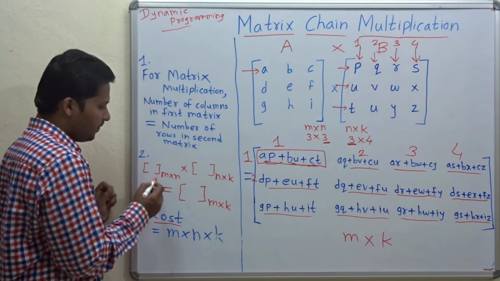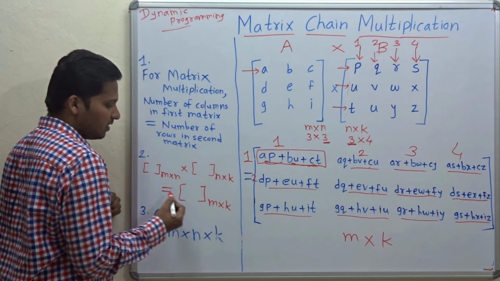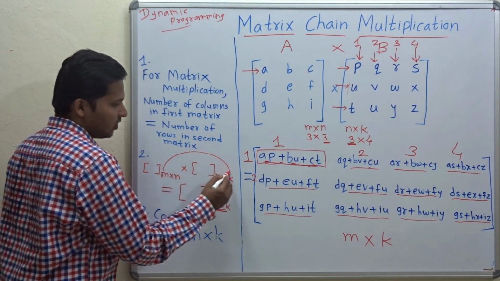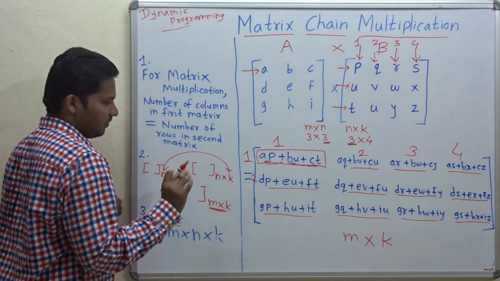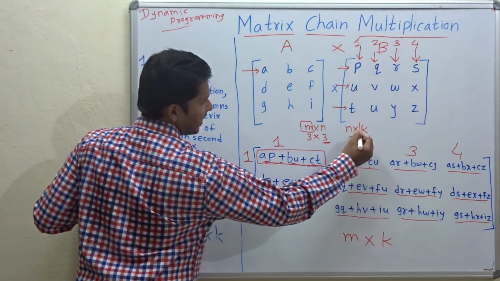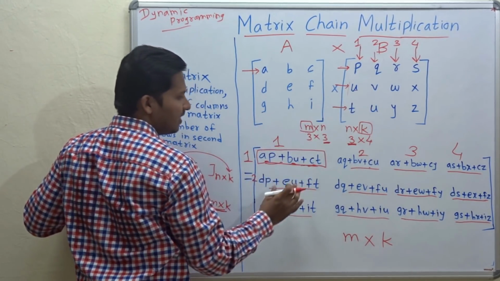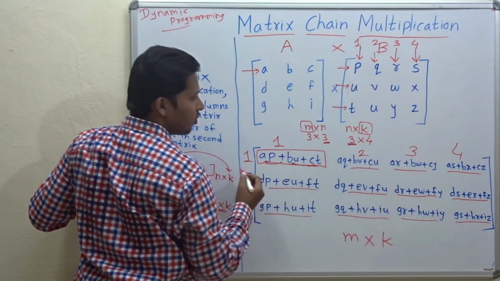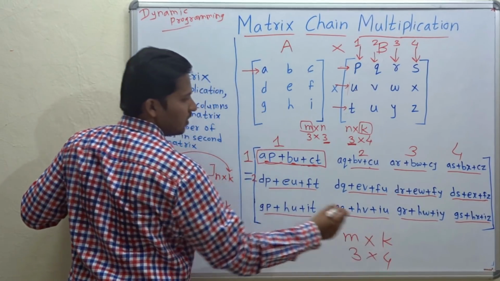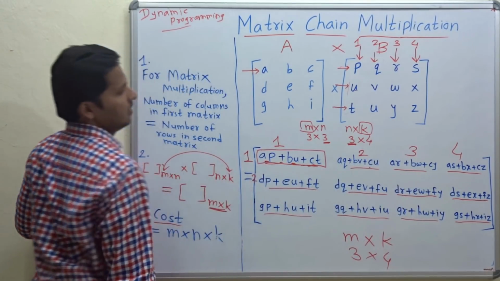Now the second rule, see, an m cross n matrix multiplied with an n cross k matrix gives you a matrix with dimension m cross k. Okay, which means the answer matrix will be m cross k. You can see it here. We have multiplied these two matrices and we have got this m cross k matrix, which means a 3 cross 4 matrix. Okay, 3 rows and 4 columns, right?